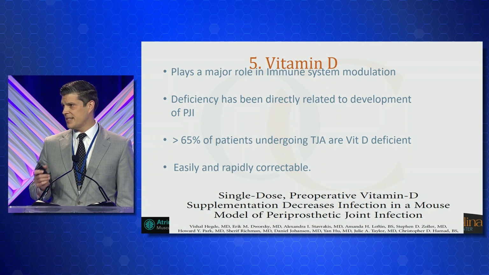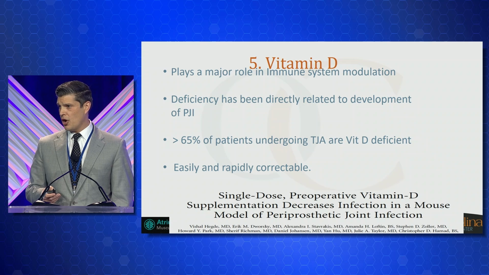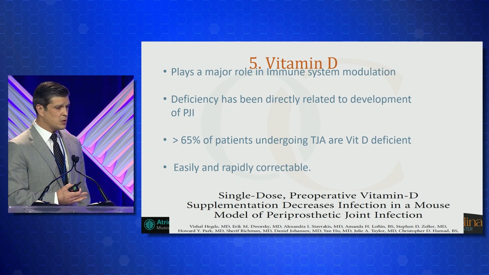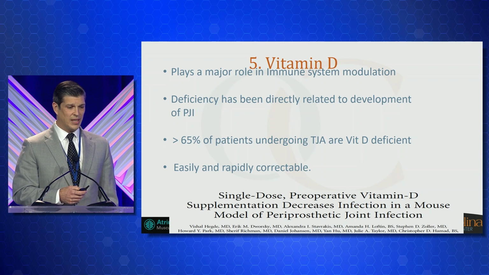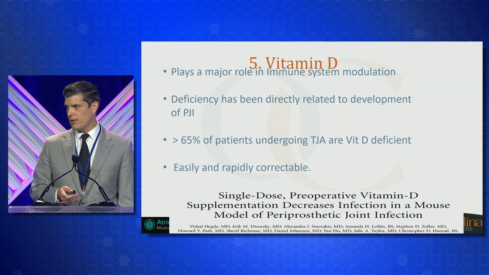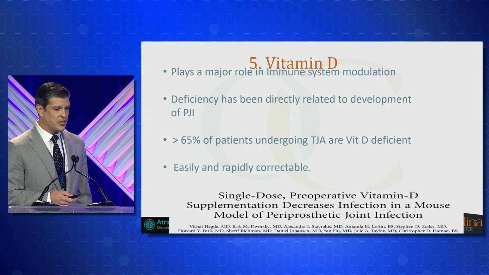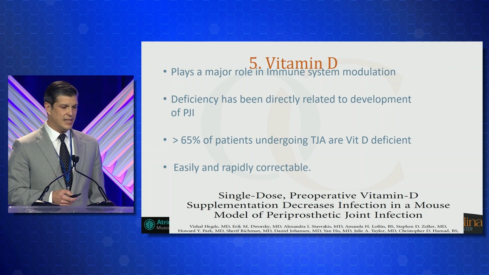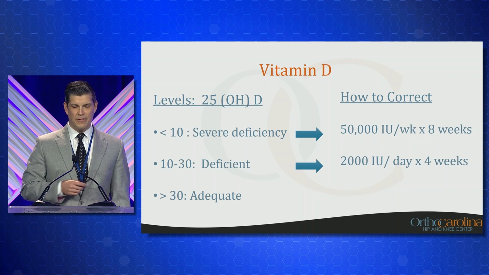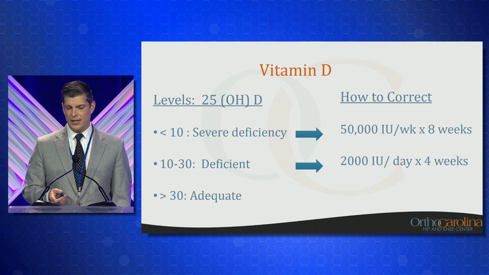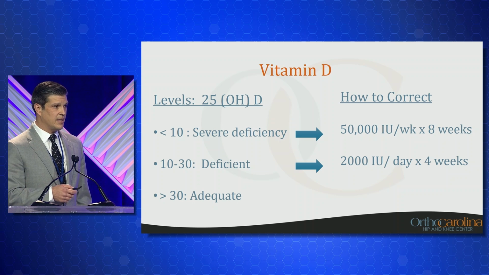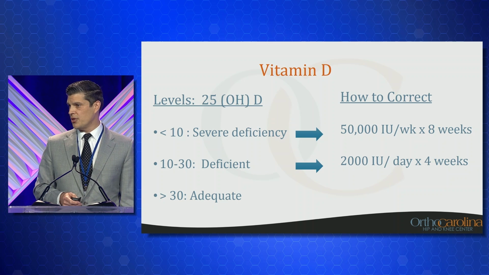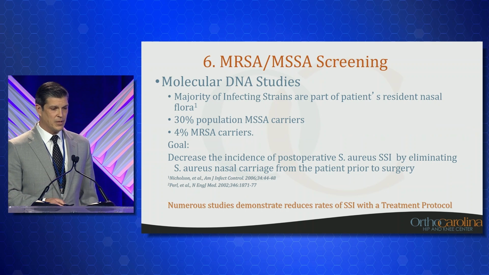I put in vitamin D. It's got a lot of attention in the past year and a half with COVID as a potential beneficial treatment in helping with your immune system, because we know it does play an important role in immune system modulation. The deficiency has been directly related to the development of periprosthetic joint infection, and well over half of our patients when tested are actually deficient in vitamin D, and it's easily and rapidly correctable. If they're less than 10, I usually send them to an endocrinologist. You can see the high doses that are needed to correct it. A lot of our patients fall within the 10 to 30 range, and they take 2,000 international units a day for 4 weeks leading up to surgery.